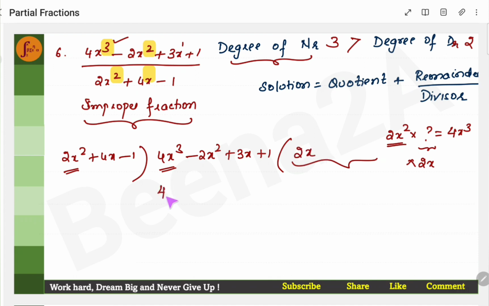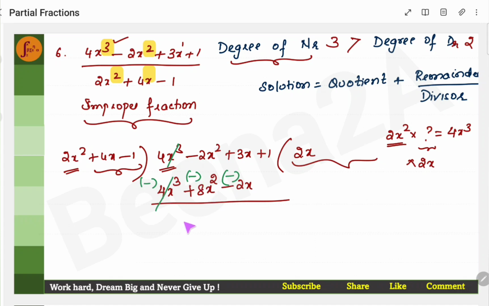So we'll multiply, we'll get 4x cube. 2x we'll multiply with the remaining terms. 2x into 4x is plus 8x square. 2x into minus 1 is minus 2x. Now we'll subtract the whole thing. This and this will get cancelled. Minus 2x square minus 8x square will be minus 10x square. 3x, minus and minus will become plus, so 3x plus 2x will become plus 5x.